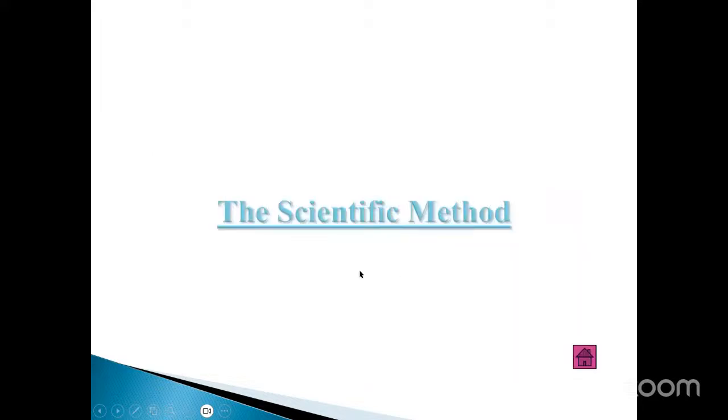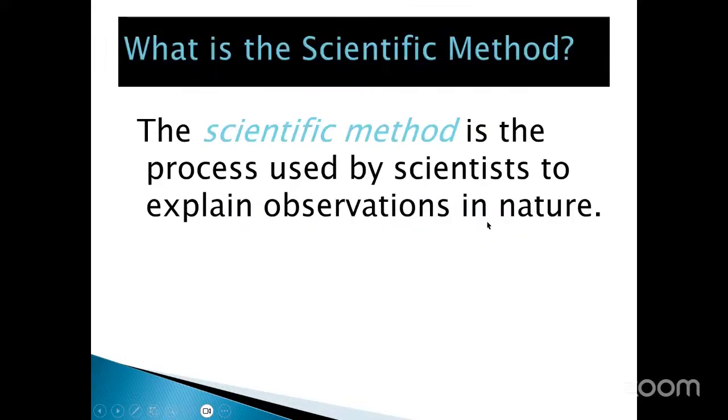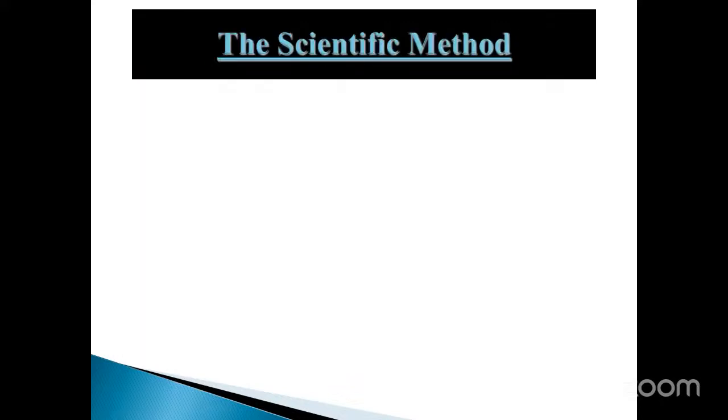Now we're going to take a bit of a detour here because I want to talk about the scientific method, which is a method that is used by scientists all over when it comes to investigating a particular system or whatever their research interest would be, all right? So the scientific method is the step-by-step process that is used to explain observations in nature, all right? So what we're going to do is go through the steps involved in the scientific method so that you have an understanding of how it works.